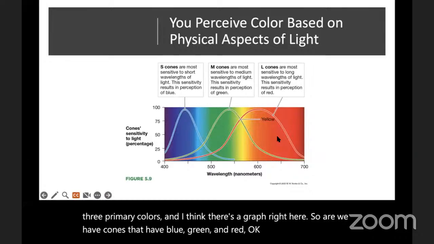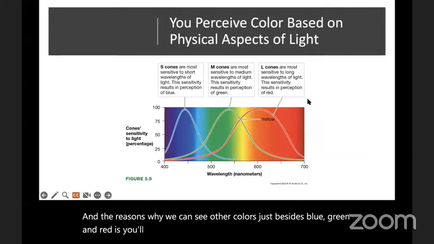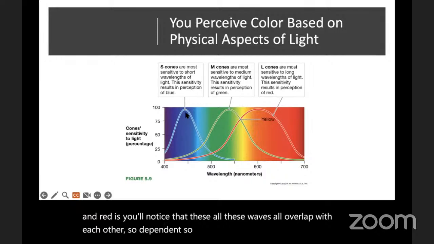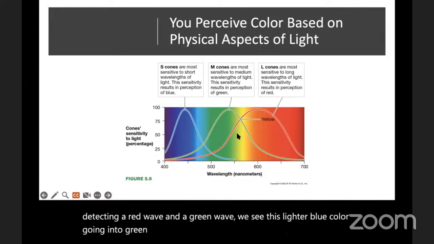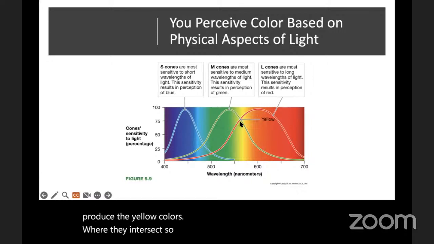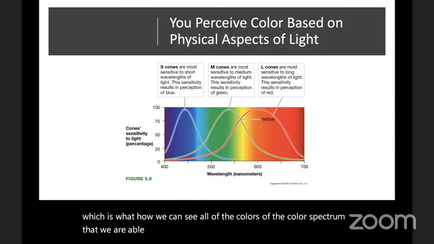Okay. And the reason why we can see other colors besides blue, green, and red is that you'll notice these waves all overlap with each other. So we see a blue wave, but if we're also detecting a red wave and a green wave, we see this lighter blue color going into green, okay? And same here, red and green produce the yellow colors where they intersect. So based on just these three types of cones is how we can see all of the colors of the color spectrum that we are able to, from 400 to 700.